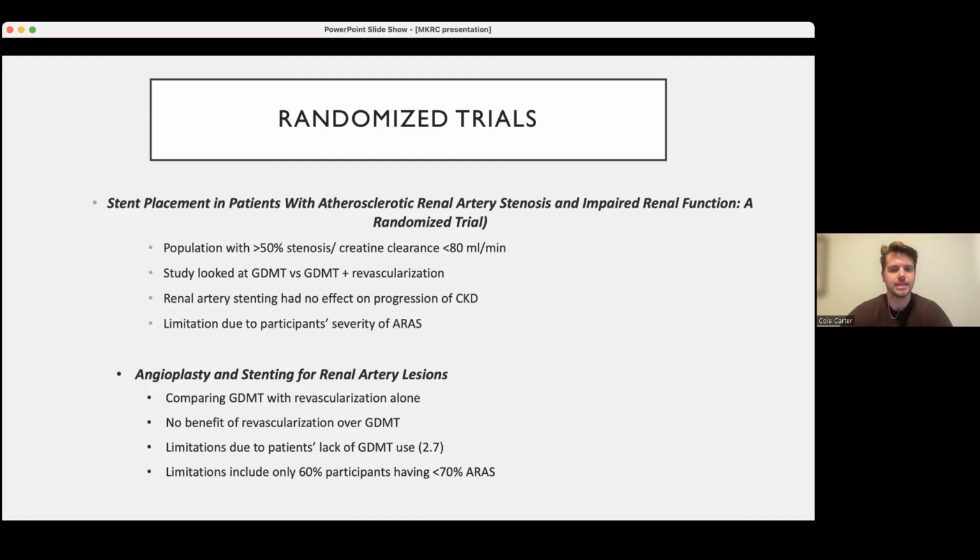And also, 60% of participants had less than 70% atherosclerotic renal artery stenosis. So that was another criteria that wasn't met in this study. So again, re-emphasizing that you must meet these guidelines to have proper results.